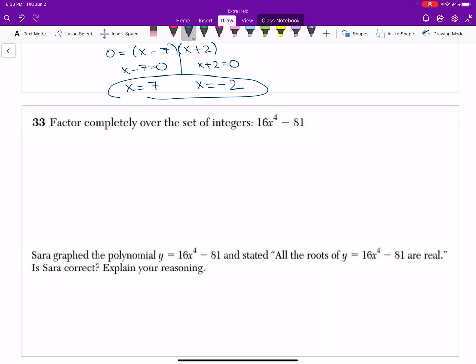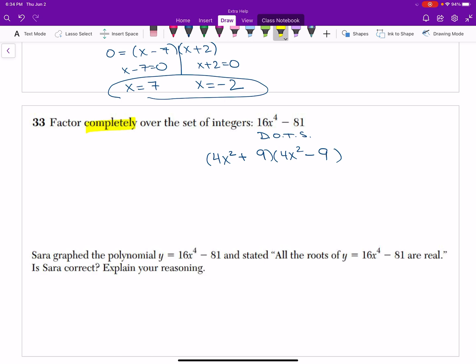So next, adding up, there's two terms. Everything is a perfect square, which makes this DOTS, the difference of two squares. So double parentheses, 16x to the 4th breaks up as 4x squared and 4x squared. 81 is 9 and 9. And then one gets a plus, one gets a minus.